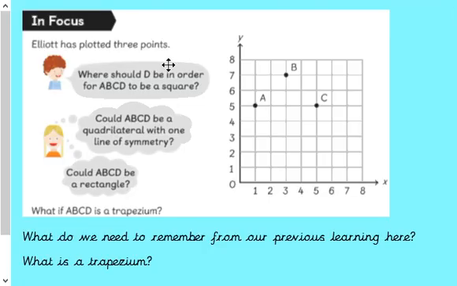Okay, our in focus task this morning. Elliot has plotted 3 points, A, B, and C. And what we need to do, it says, where would D be in order for A, B, C, and D to be a square? And could A, B, C, D be a quadrilateral with just one line of symmetry? And could A, B, C, D be a rectangle?